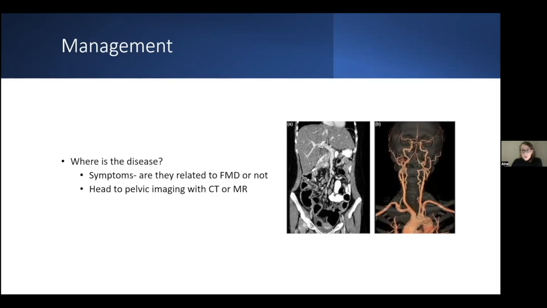So it's really important to do head to pelvic imaging with either a CT or an MRA, again, to see where the disease is, whether there are arterial manifestations elsewhere, and also to try and manage some of the patient's symptoms. Here on the right, you see a head-to-toe angiogram looking at both the cerebral vessels, the chest vessels, the pelvic vessels, and the vessels going into your legs.